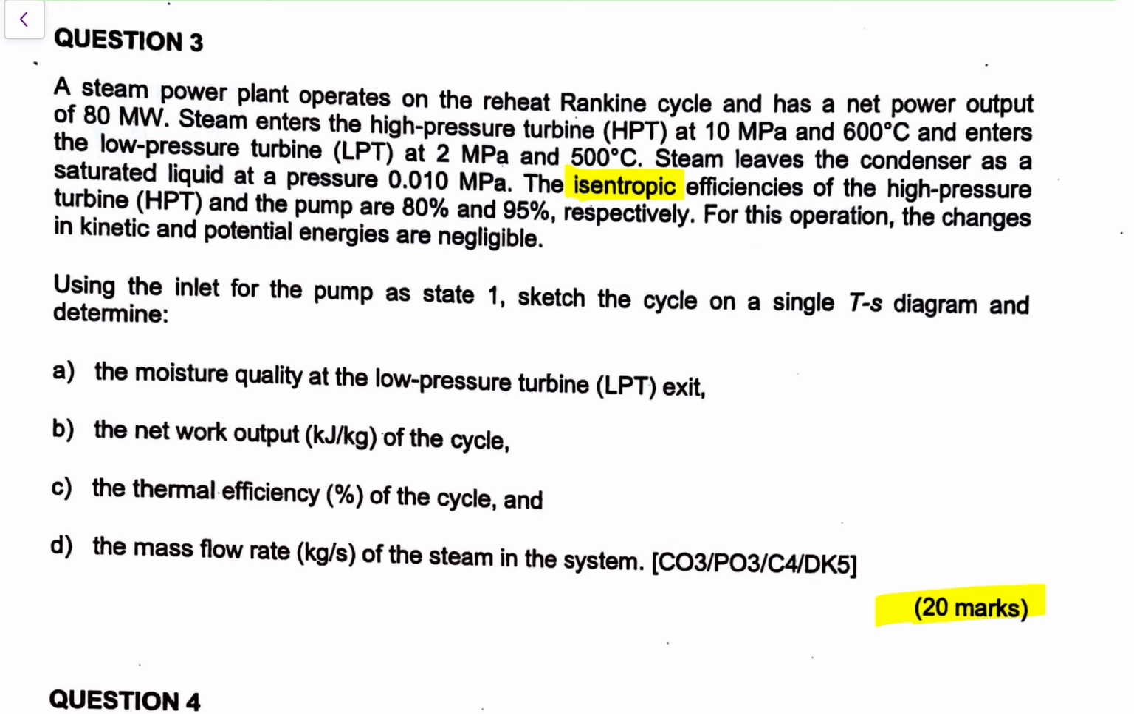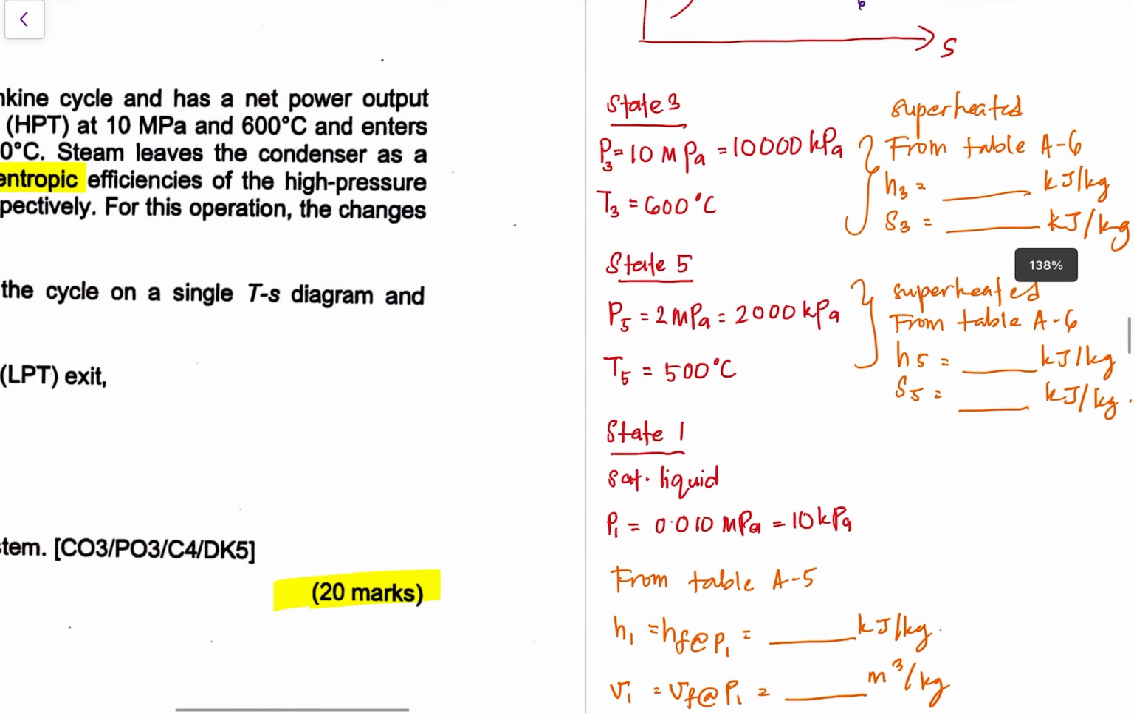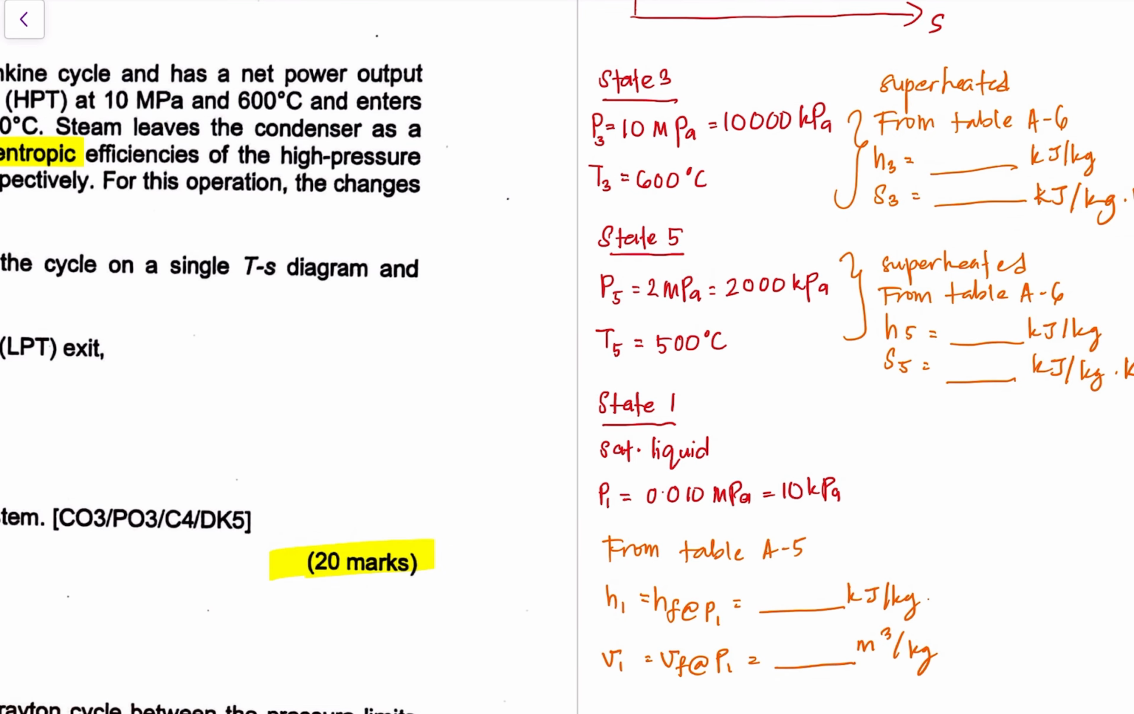So the first thing that you need to do once you receive this question is to read the question, really understand what has been given, and then list all the given properties and information from the question. These are the items that have been given: P3, T3, P5, T5, P1, and also the state at state 1, which has been stated as saturated liquid.